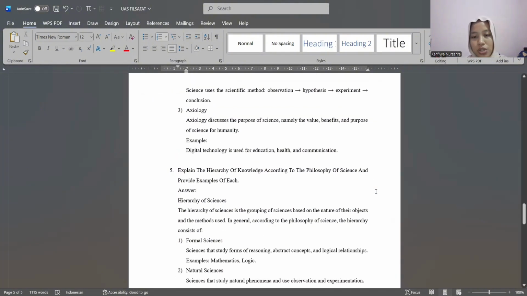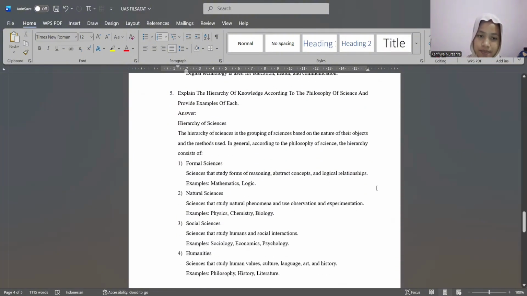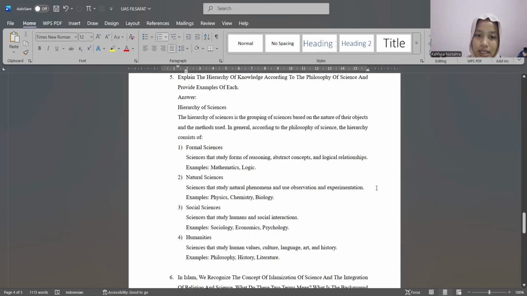Next, I will answer question number 5. Hierarchy of science. The hierarchy of science is the grouping of sciences based on the nature of their object and the method used in general according to the philosophy of science. The hierarchy consists of 1. Formal science. Science that studies forms of reasoning, abstract concepts, and logical relationships. Example, mathematics, logic.